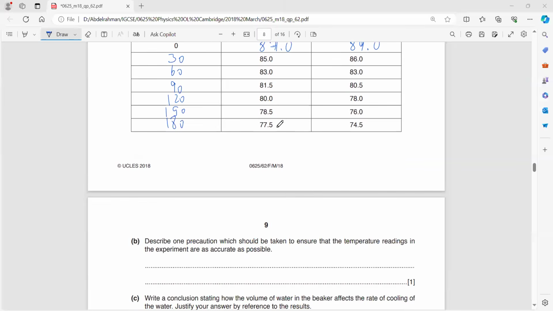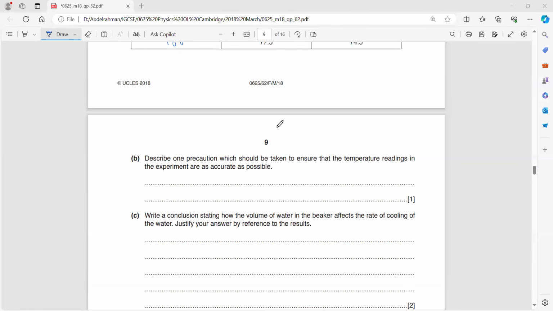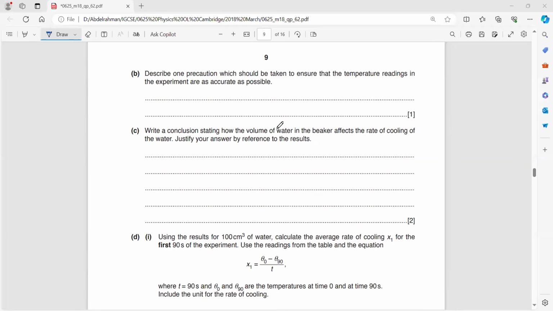Okay, describe one precaution. I need one precaution which should be taken to ensure that the temperature readings in this experiment are as accurate as possible. Again, the thermometer: we have so many precautions for the thermometer. You have to consider one of the precautions for the thermometer, not for the whole experiment. I need one. I'm taking the temperature. So one of the precautions for the thermometer, for example, take the reading perpendicularly to avoid the parallax error.